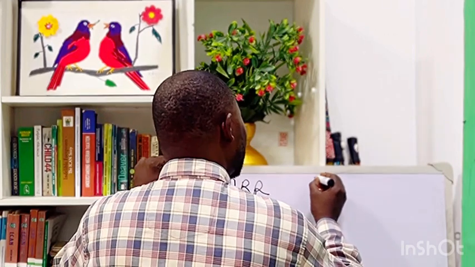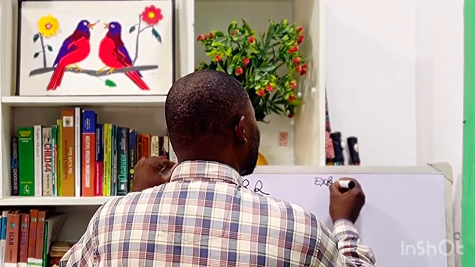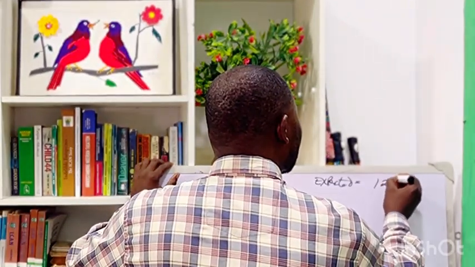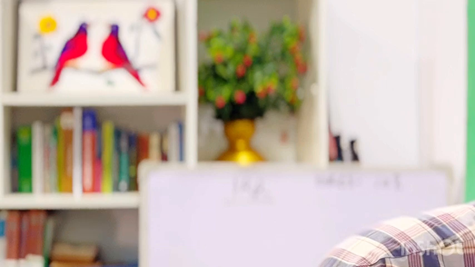Let's look at another simple example. A business requires an expected rate of return of 12% on its investment. A business requires a minimum, so expected equals 12%. Good. A proposed capital investment has the following expected cash flows.